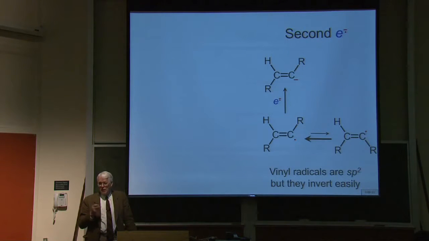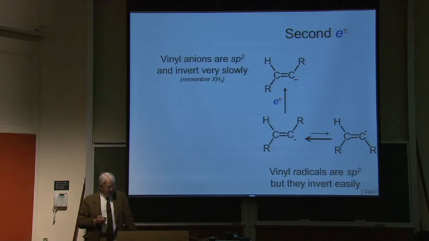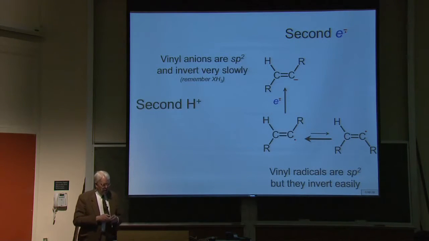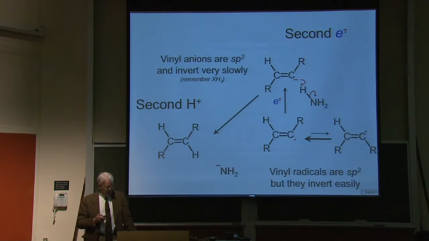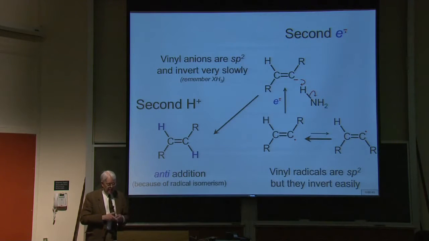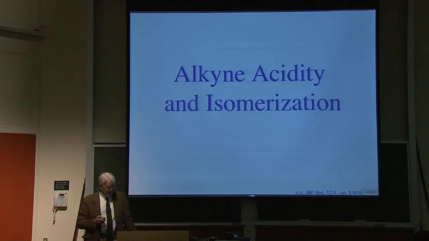Remember XH3, how if you added more electrons, it ceased to be planar and became pyramidal. The same idea here. So now it doesn't flip back and forth rapidly. So a second proton can be taken away from the ammonia, and we get that product. And the 2 H's are on opposite sides. It's an anti-addition. Why anti? It's because that isomerization of the radicals favored the one with the R's far apart from one another. Then it got trapped as the anion in that geometry, and then it went on to give the anti-product, as we saw on the previous slide.